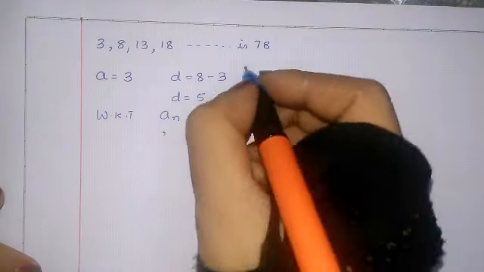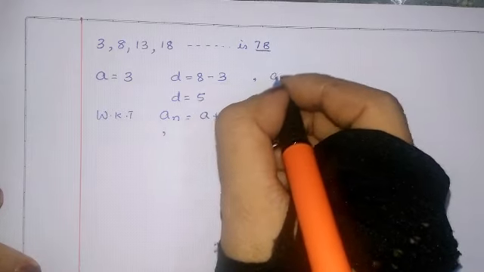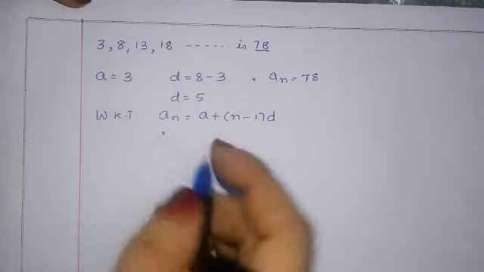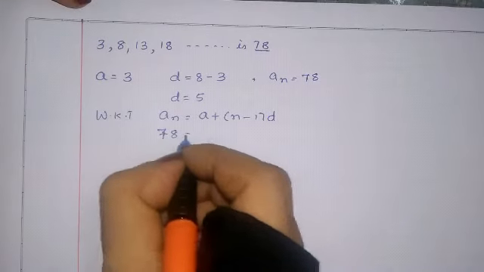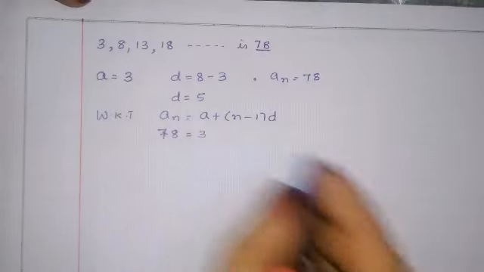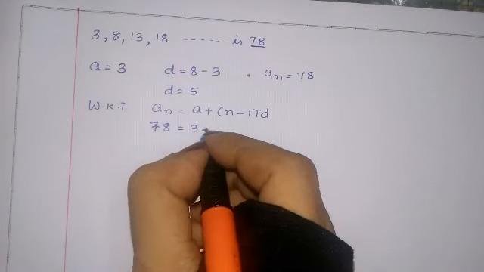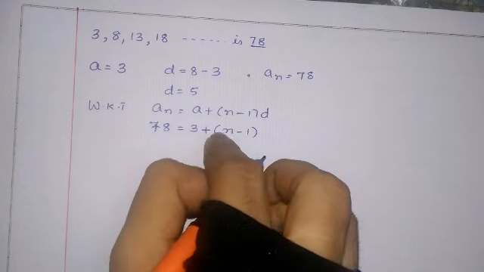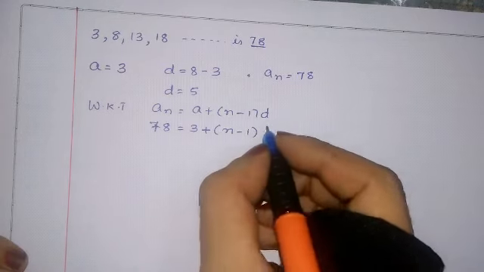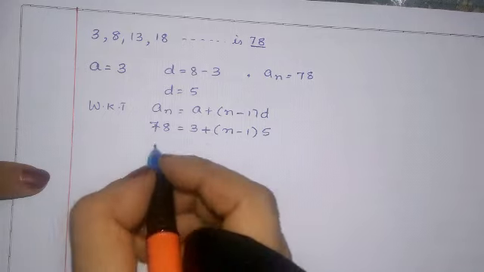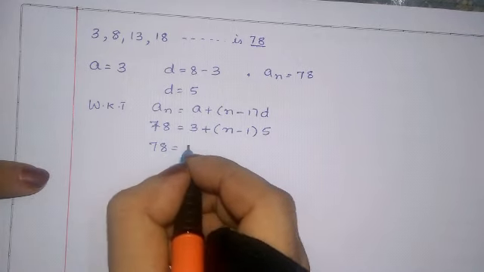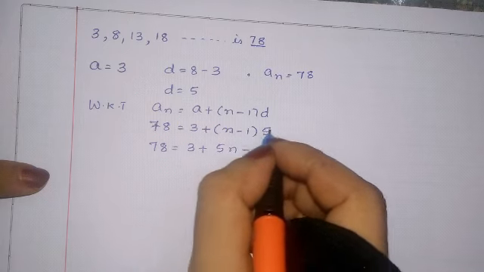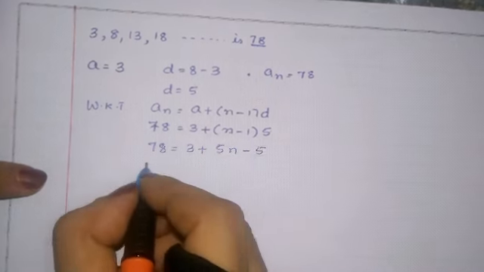An is the last term, it is given. An is equal to 78. So in place of An, what will I have to write? 78 is equal to a, whose value is 3, plus n, we don't know which term they have asked, so we don't know n, minus 1, d value is 5. So 78 is equal to 3 plus 5 into n minus 1, 5n minus 5 ones are 5.